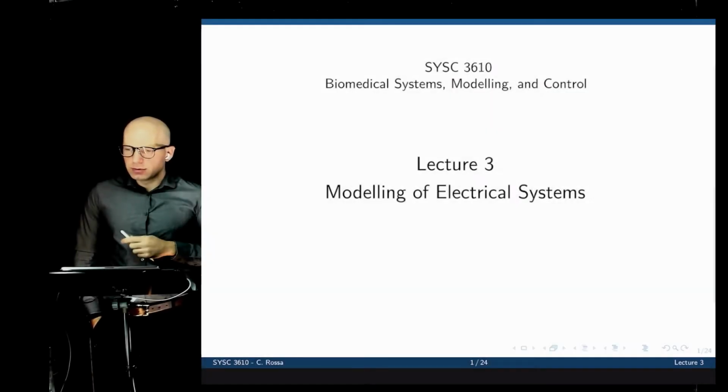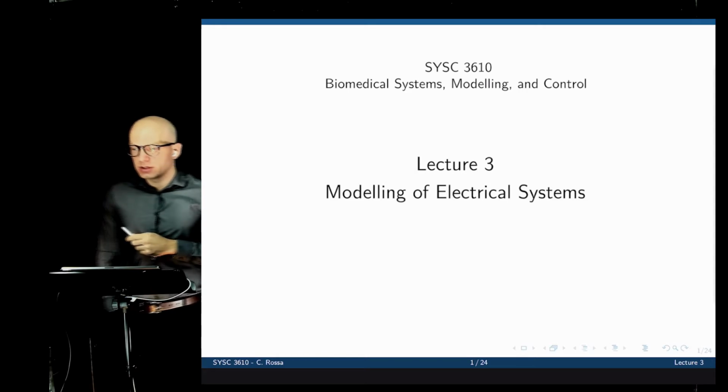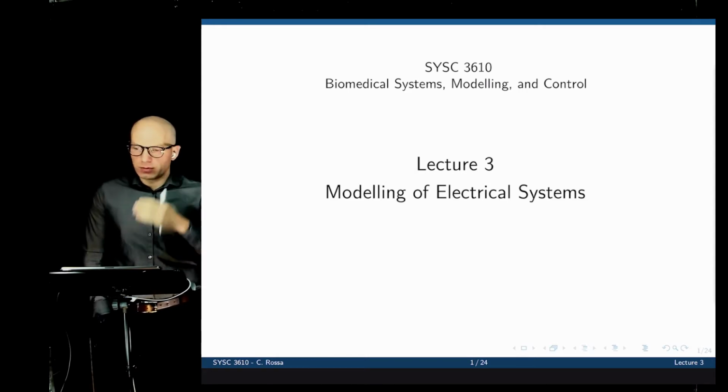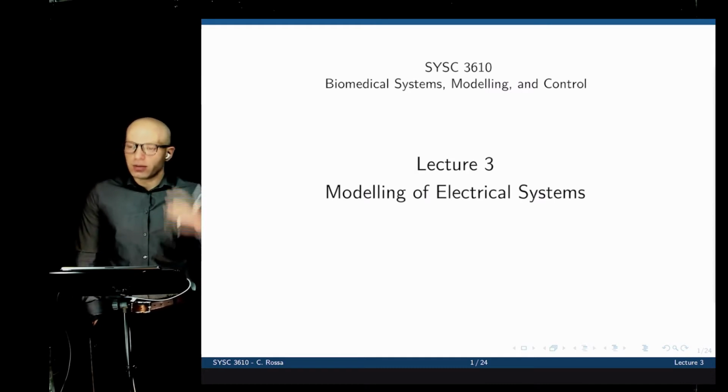Good morning, everybody. So today we have our third lecture and we're going to deal with electrical systems. In the last lecture, we defined models for mechanical systems. Today we're going to do exactly the same. We're going to apply the same modeling method to electrical systems.